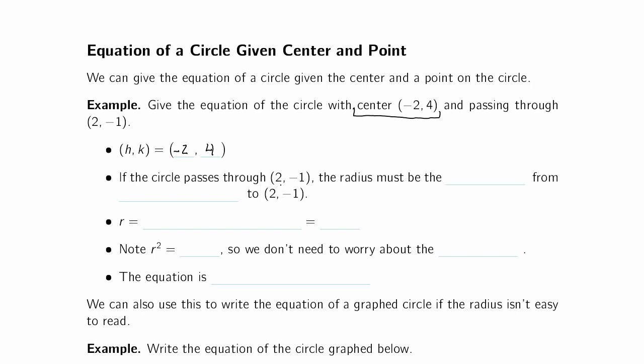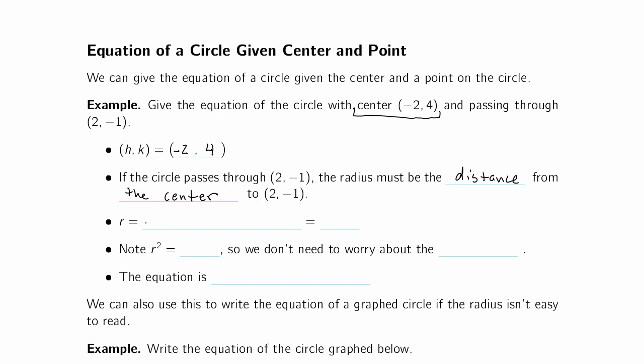If the circle also passes through 2, -1, then the radius must be the distance from the center to that point. Why? Because otherwise, that point wouldn't be on the circle. The radius is the distance from the center to every point on the circle, including that one.